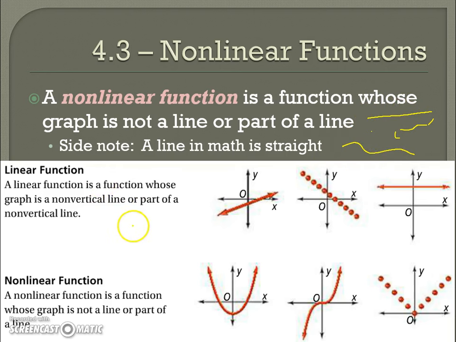A linear function is a function whose graph is a non-vertical line or part of a non-vertical line. So you can see here that this is linear because it makes a straight line. This is linear because those would fall on a straight line. That's linear because it's a straight line.